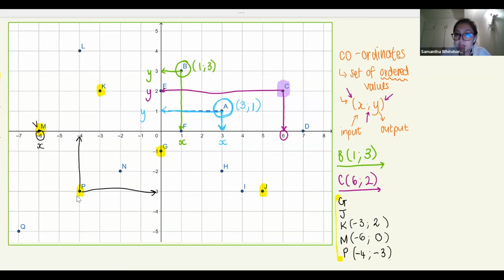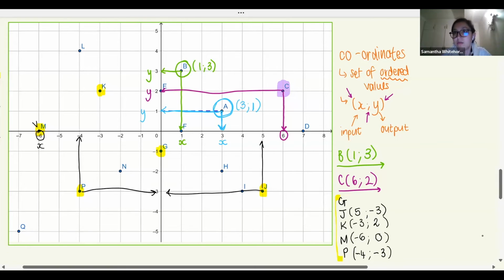Right, Ashley, would you like to give us J or G? Ma'am, I'll give J. Okay, perfect. The x-axis is 5 and then the y-axis is -3. Excellent, well done. So 5 on the x, -3 on the y. Very, very nice. Well done.